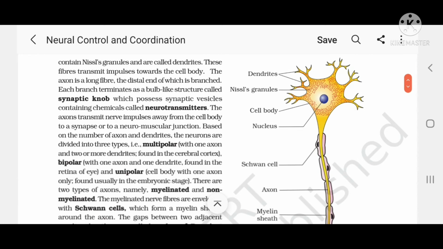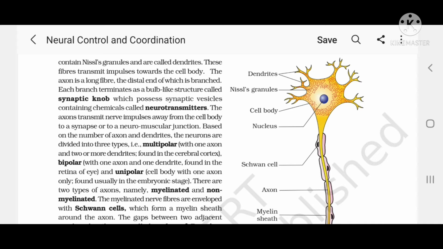Based on the number of axons and dendrites, the neurons are divided into three types: multipolar, with one axon and two or more dendrites, found in the cerebral cortex; bipolar, with one axon and one dendrite, found in the retina of the eye; and unipolar, with a cell body with one axon only, found usually in the embryonic stage.